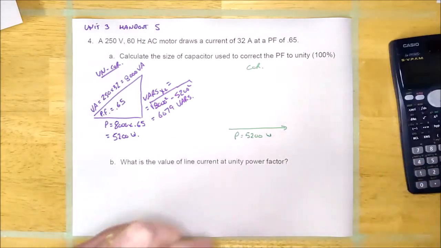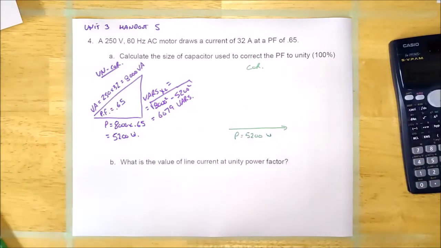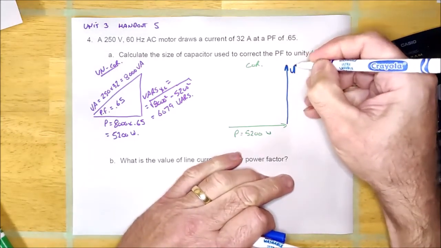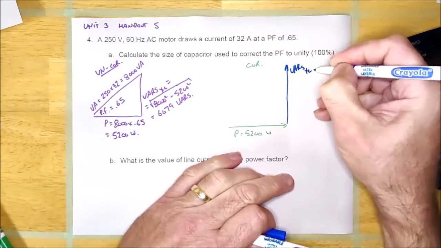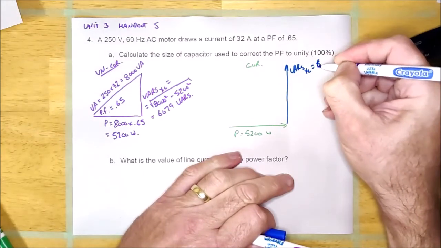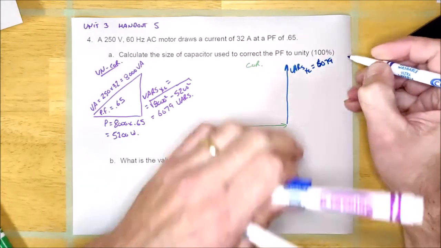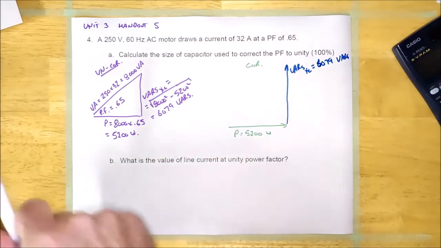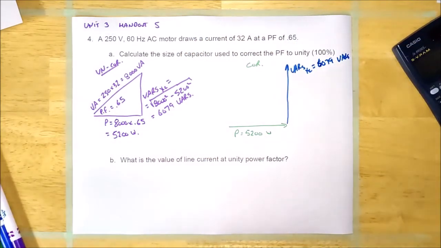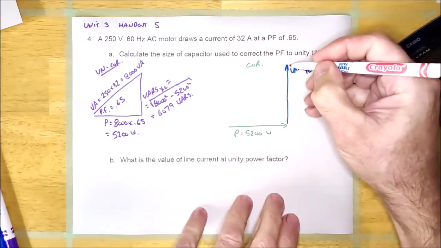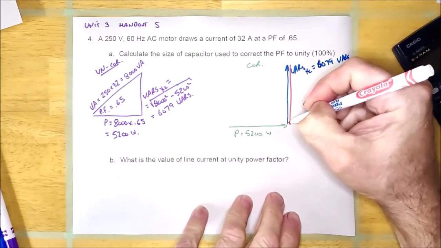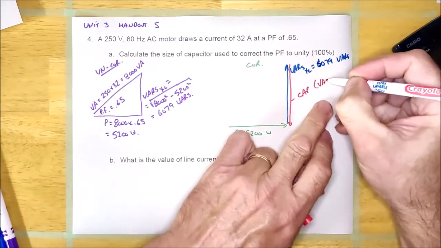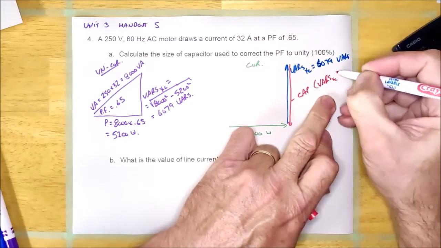So that's the first thing you're going to draw. The second thing I'm going to draw, guys, is the VARs XL. It's still there also. There's a big inductor in there, okay? And there it is, 6079 VARs. Now, how am I going to take care of all that reactive power with a capacitor? Well, how about I draw my capacitor right there? This is my cap, okay?